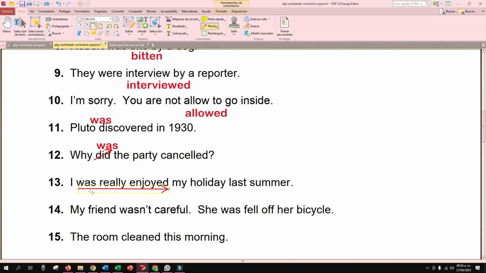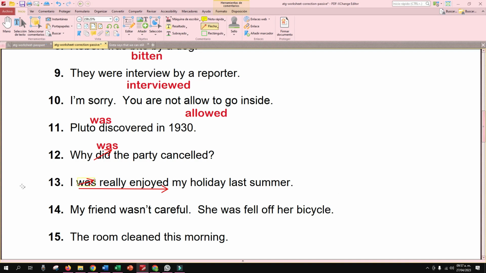Hmm. In this case, I think no. Yeah, we don't need this, right? I really enjoyed my holiday last summer. We don't need "was" here. We are going to use "enjoyed." We will have a past continuous form, but in this case, that is simple past, right? So: I really enjoyed my holiday last summer.